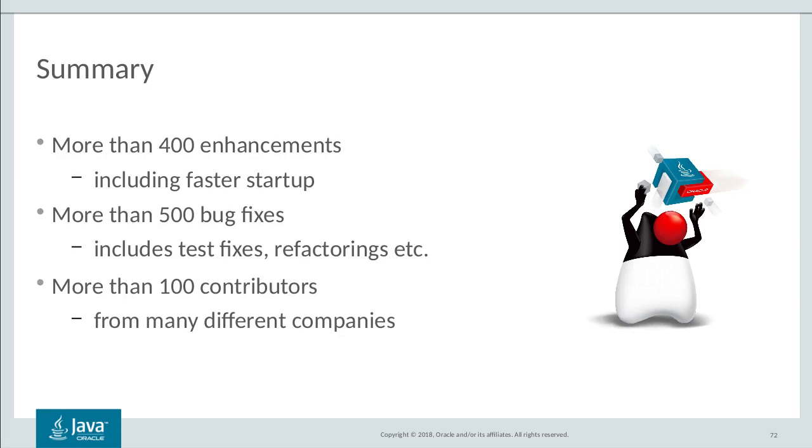There are more than 500 bug fixes to the JVM in JDK 10, and it is not like the JVM was totally broken before JDK 10. Many of these bug fixes include test fixes, refactorings, etc. And there have been more than 100 people contributing to the JVM in JDK 10 from many different companies.